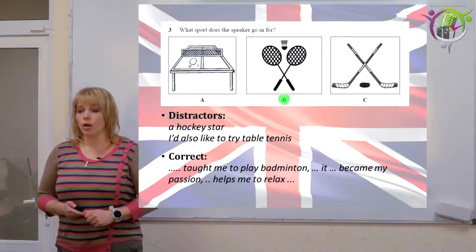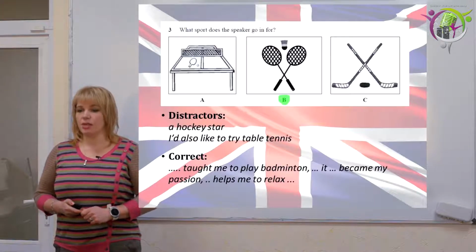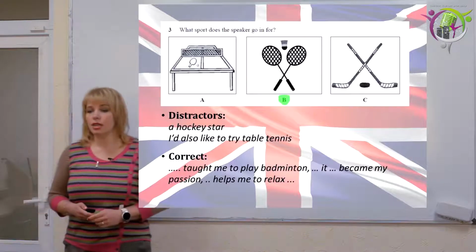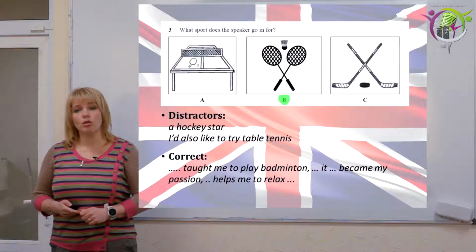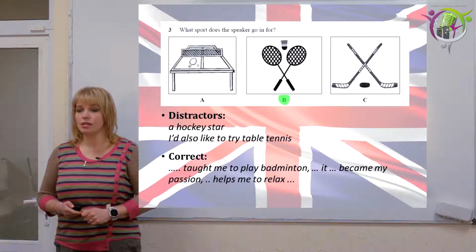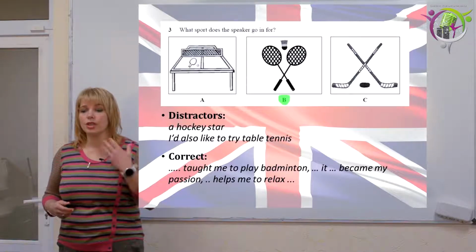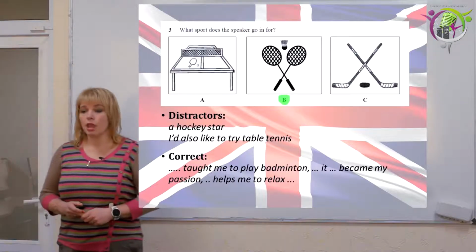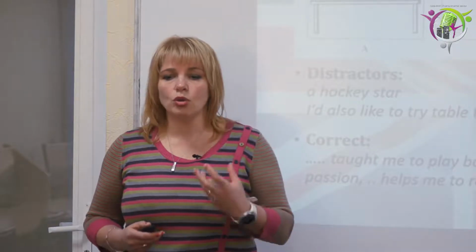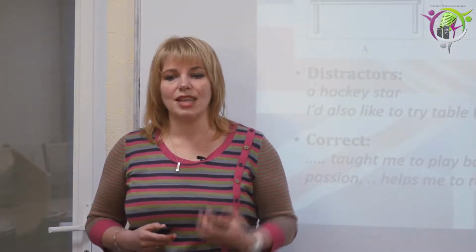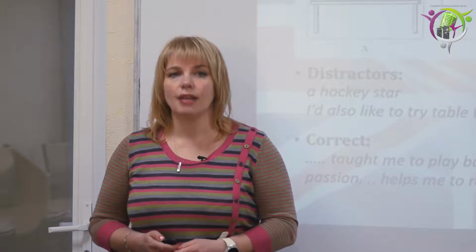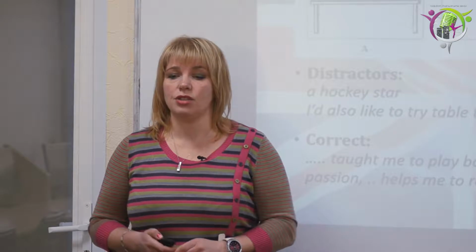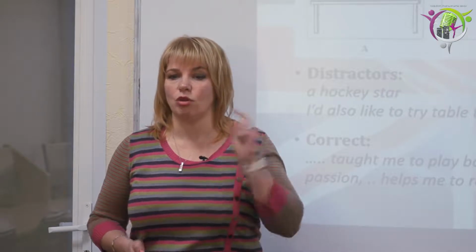Here, you heard some distractors. The speaker said that his father wanted him to be a hockey star. Yeah, and he also said that I'd also like to try table tennis to distract your attention from the correct answer, which was answer B. So, his mother taught me to play badminton. It became my passion. It helps me to relax. So, the correct answer is B. Beware of these distractors. Don't let yourself get caught.